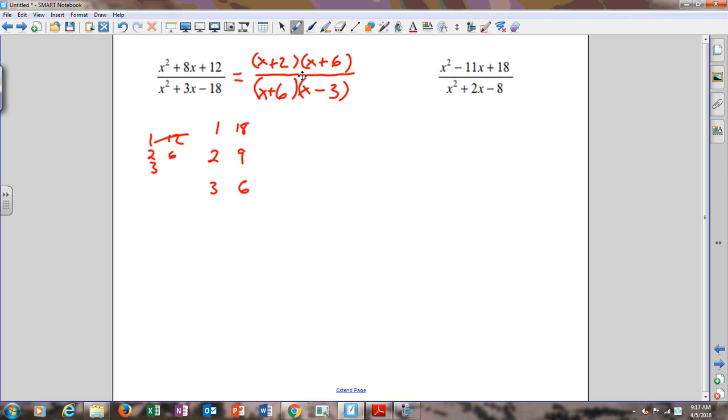Also, you have a good hint as to what it's going to be. In these problems, generally, something's going to cross out. And so you're going to look to see if the bottom is going to have an x plus 6 or an x plus 2 in it. Those cross out. You're left with your answer, x plus 2 over x minus 3.